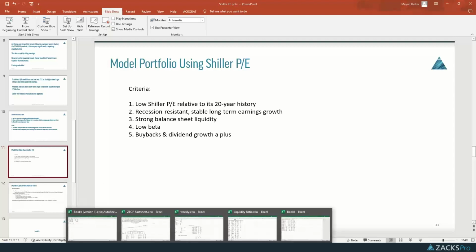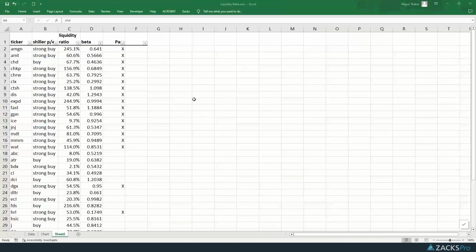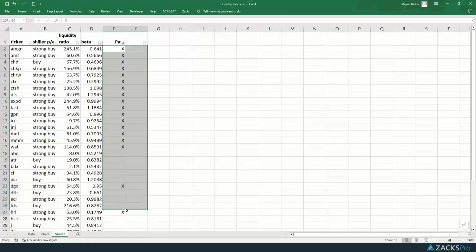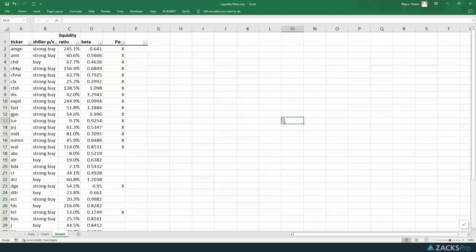So I went through that, and these are the stocks that I found that match that criteria. You can see these are about 18 stocks here. So there's 18 out of the 75 from the Zacks earnings certain proxy portfolio. Again, companies with very resilient earnings long term, with a very cheap Shiller PE and very strong liquidity ratio.